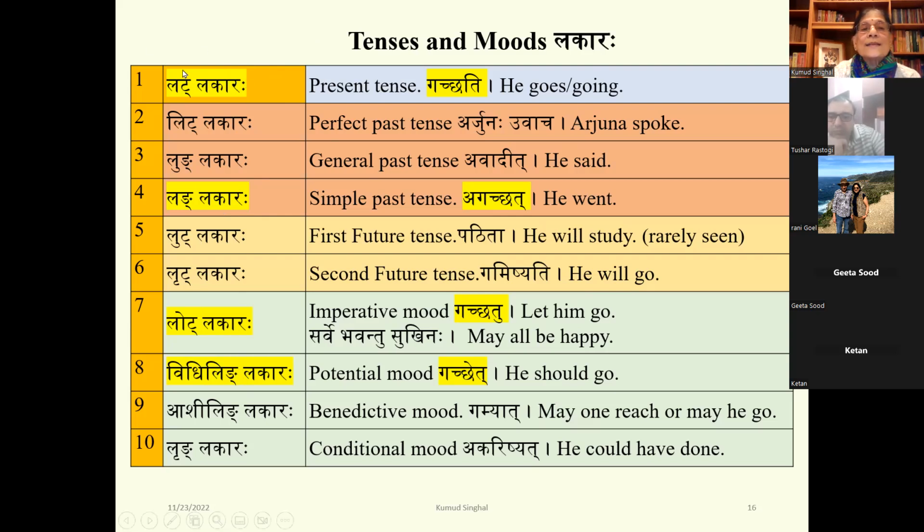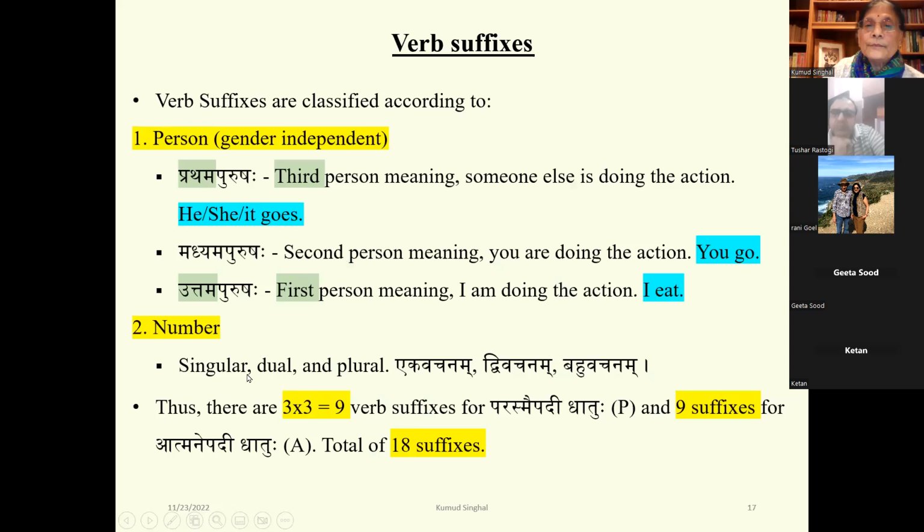Yeah, once you understand the formation in the present tense, the lang lakara, lot, and vidhiling are all mere extensions and more roots. Okay, so now what are these verb suffixes? Like you had nominal suffixes, remember you had 24 nominal suffixes. So what are these verb suffixes?